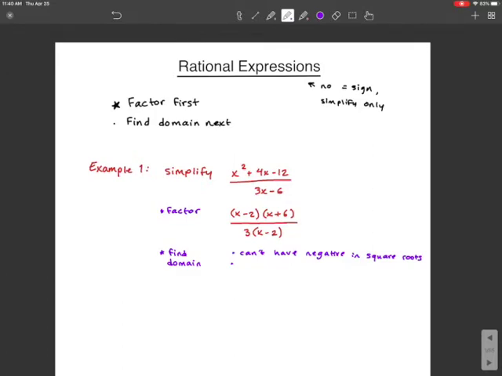0 on the bottom of the fraction. What else in mathematics is not allowed to happen? I can't divide by 0. Right? I'm not allowed to divide by 0. So when you are finding domain, that means that my denominator is not allowed to equal 0. What is the thing that's going to make this equal 0?